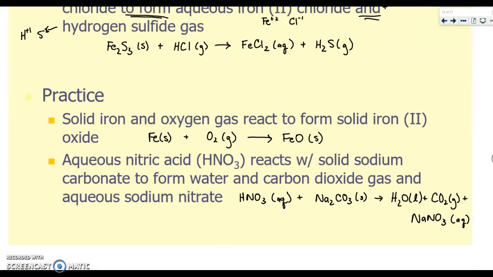Please check your answers. Solid iron, oxygen gas, remember that's one of our 7 diatomic, form solid iron(II) oxide, Fe +2. Oxygen is -2, and we cross our charges.